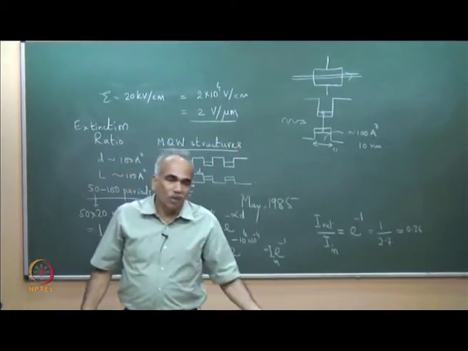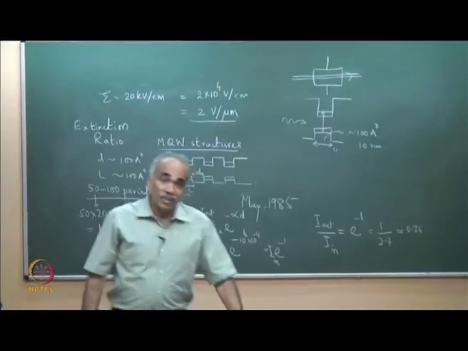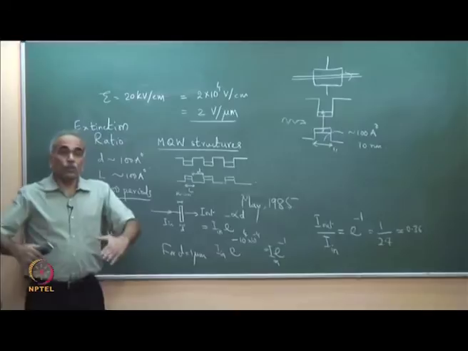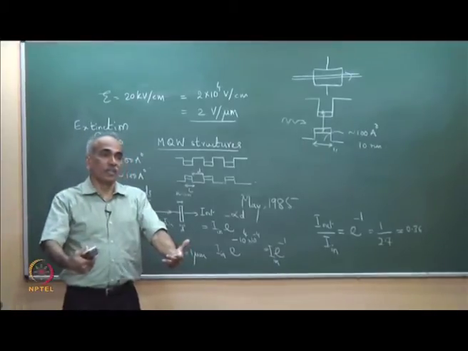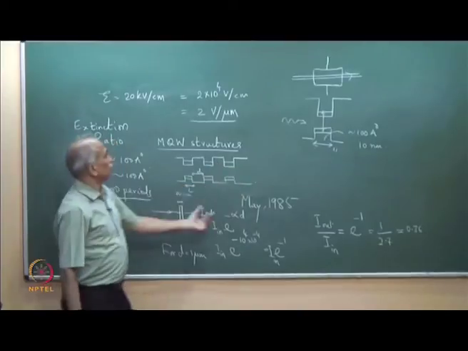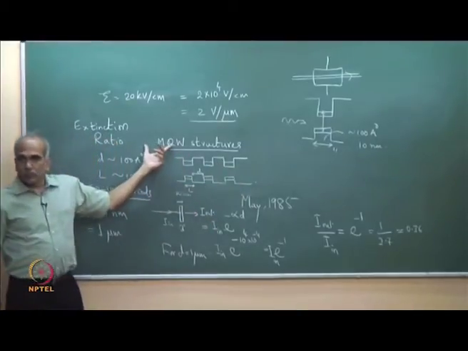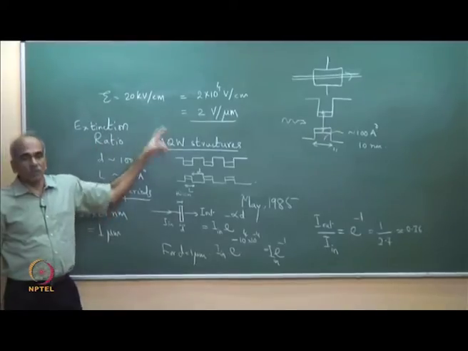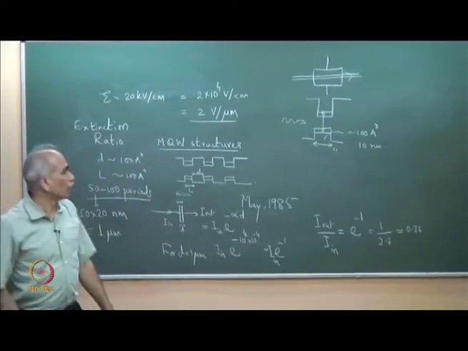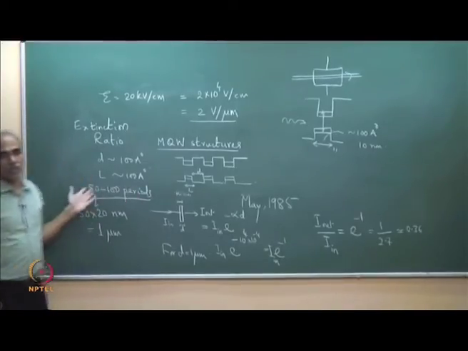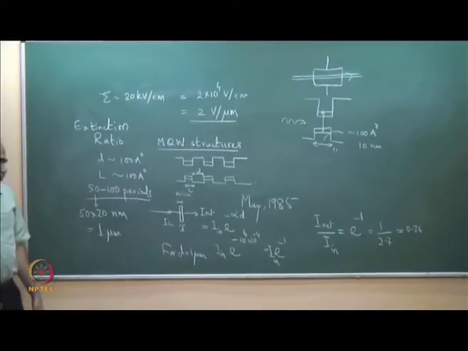A single quantum well will not do, but we are using the property of a single quantum well, and to enhance the effect we have to use a large number of wells. So, the structure that we have to use is MQW, multiple quantum well structures. Typically 50 to 100 periods are used.